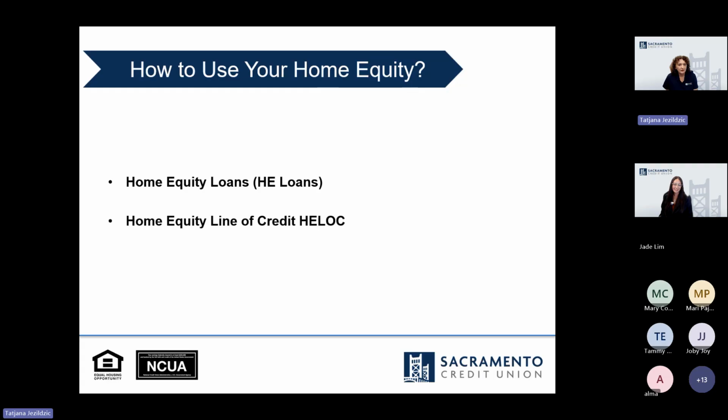So how can you use your home equity? There are two types of loans currently offered at Sacramento Credit Union and mostly at other financial institutions. One is a home equity loan, and the other is a home equity line of credit, which is also called a HELOC. If you're asking yourself why you would borrow against your home, it really is that you're borrowing money at the cheapest interest rate and a lower payment. And it's the best way to get rid of your bills or get some money to do your home improvements.